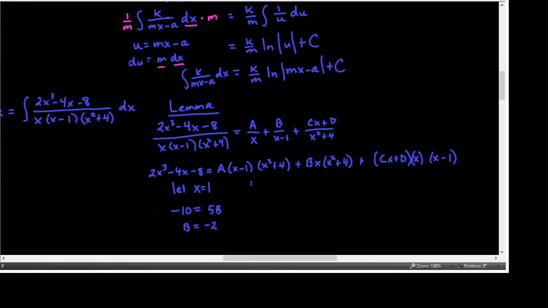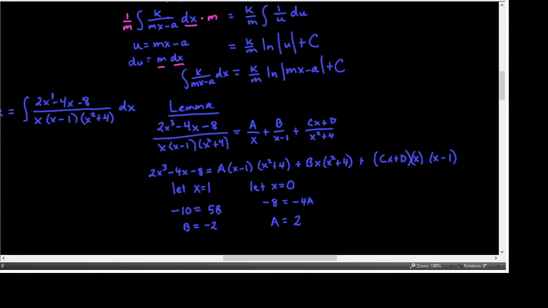Now another thing I might let x equal is 0. So on the left side, 2 times 0 cubed minus 4 times 0 minus 8 is -8. On the right side, 0 minus 1 is -1. 0 squared plus 4 is 4. -1 times 4 is -4, so that's -4a. Plus, the next term will be 0, and the third term will be 0. So we can solve for a, and we get +2.